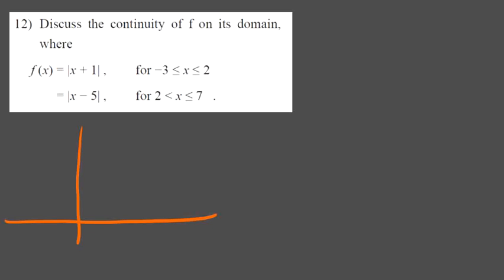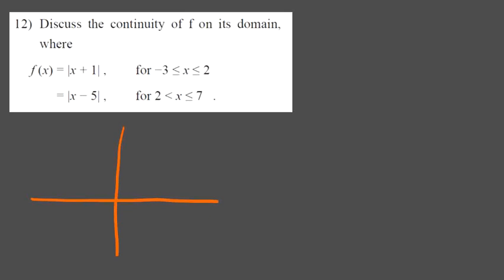So mod of x plus 1, it will have a vertex at minus 1, and it will be a V-shaped graph like this, where this line and this line, both of them are making this 45-degree angle with the x-axis. That's the graph only for values of x which are between minus 3 and 2. So let's draw that again. So this is minus 3 and let's say this is the number 2. The graph is going to look like this. This is the number minus 1. So the graph is going to look like this, a proper V-shaped graph.